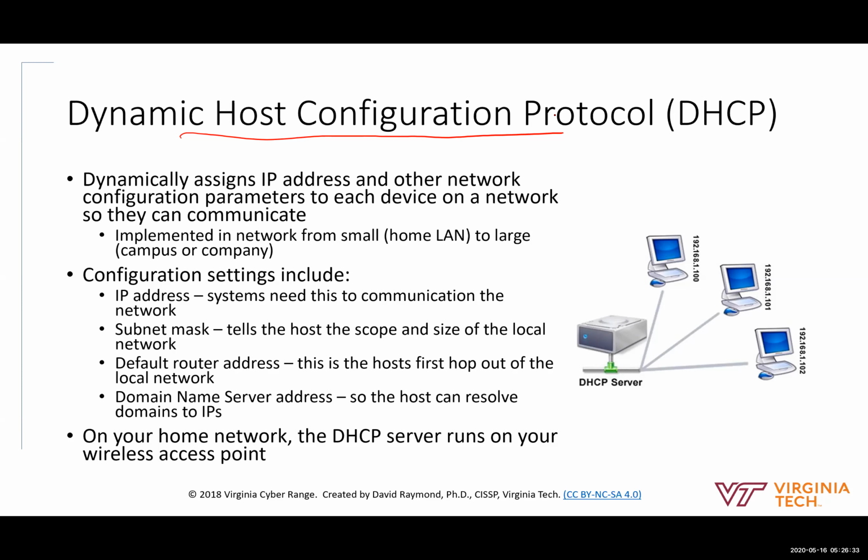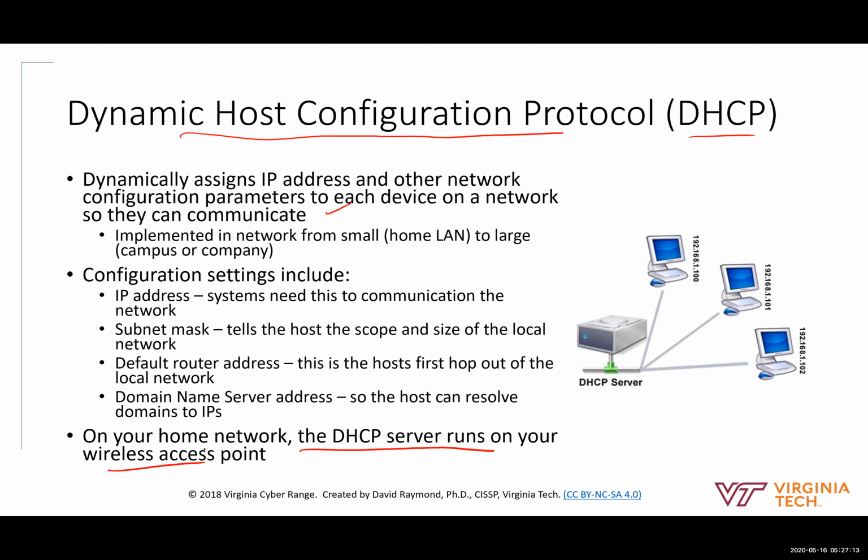That happens through this service called the Dynamic Host Configuration Protocol. So DHCP dynamically assigns IP addresses and other network configuration parameters to each device on a network so they can communicate. And so if you wonder where that DHCP service is running in your home network, it's running on your wireless access point. So on your home network, the DHCP server runs on your wireless access point. If I'm on the Virginia Tech network, then the DHCP service is going to run on servers throughout the university network. And if I'm in a corporate network, the same thing is true.